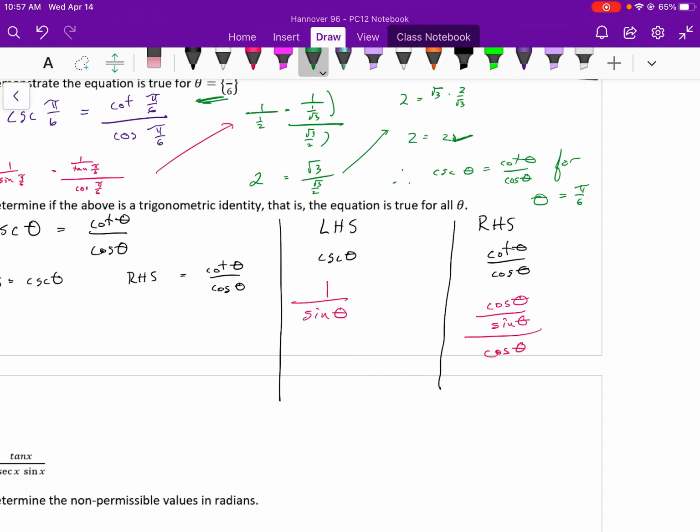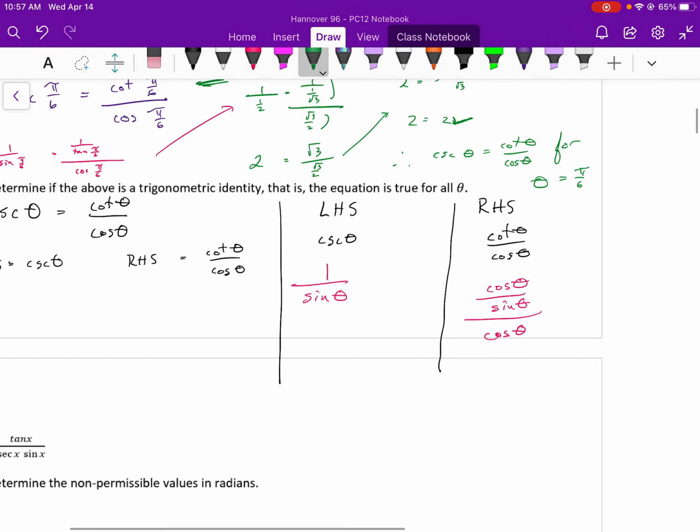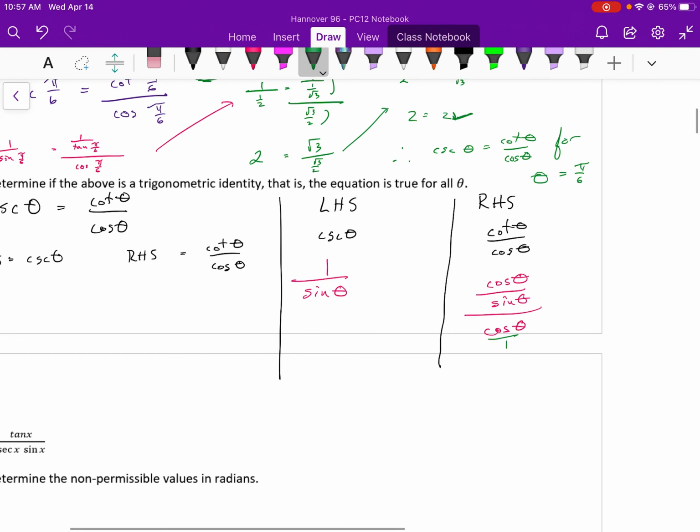So now what I have is cosine of theta divided by sine of theta, divided by cosine of theta. I'm just going to multiply by the reciprocal of my denominator. So cosine theta divided by sine of theta times 1 over cosine theta. I cross out common factors of cosine theta. All I'm left with is 1 over sine theta.